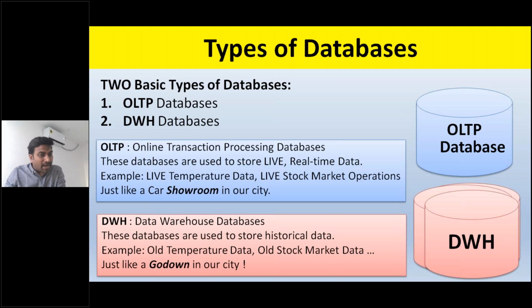OLTP stands for Online Transaction Processing Database. These databases are used for storing live real-time data like live temperature or live stock market operations or live banking activities, online reservations, anything live like our live class. Those kinds of data we can store in OLTP. Best example, a live cricket match, ball-to-ball score. OLTP.